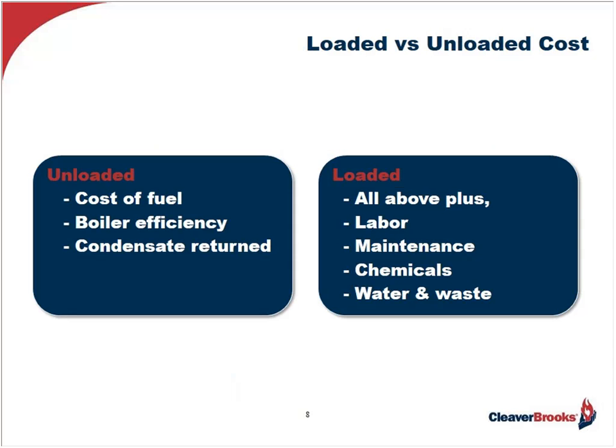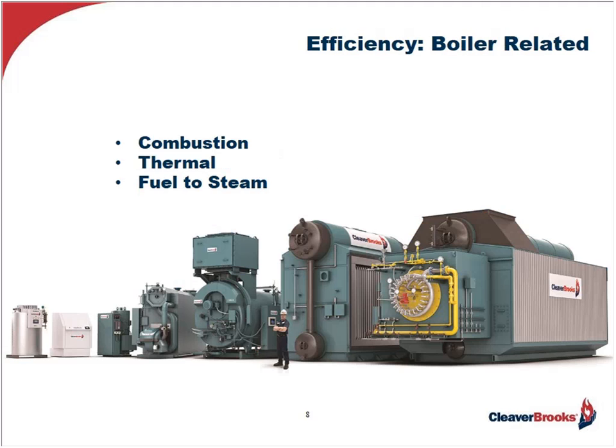So it's the cost, the boiler efficiency, the condensate, but then it's the labor, the maintenance, the chemicals, the water costs, the waste costs. These are all collateral spends. So now we've drilled down, and we know the type of boiler or boilers that we have, what they're burning, their capacity, and what at least the approximate cost of the steam is.